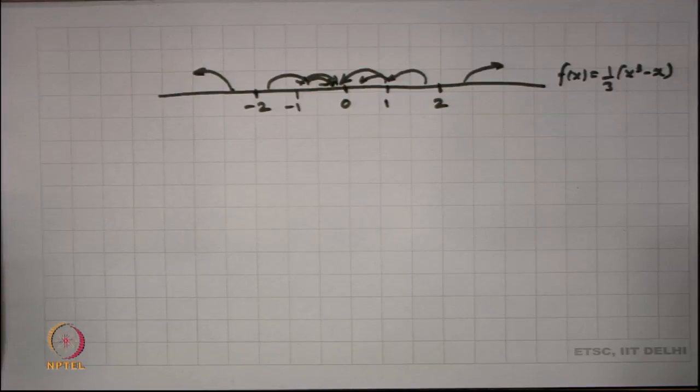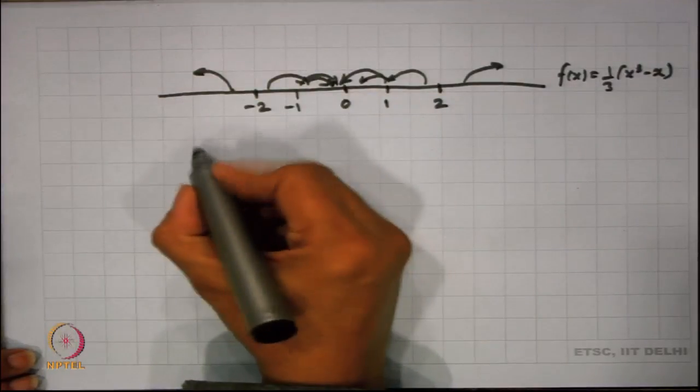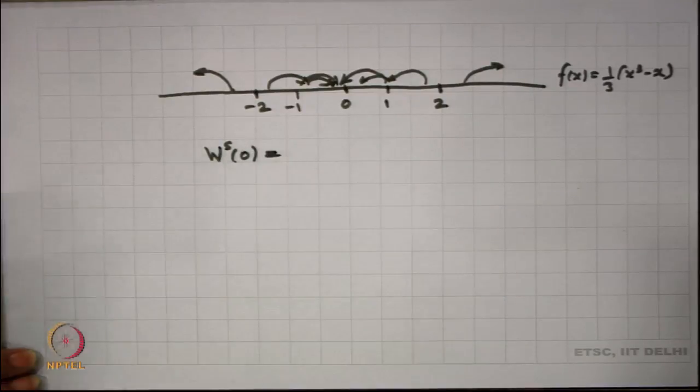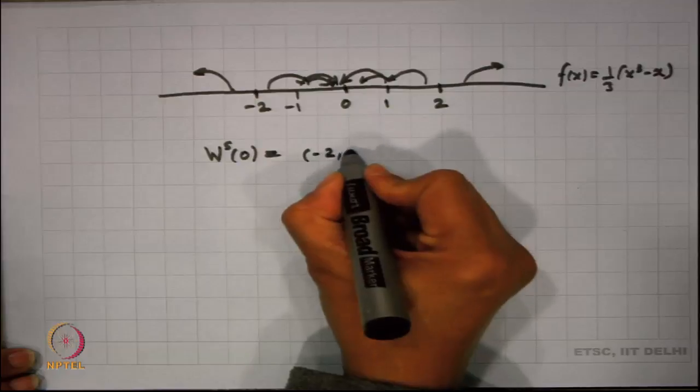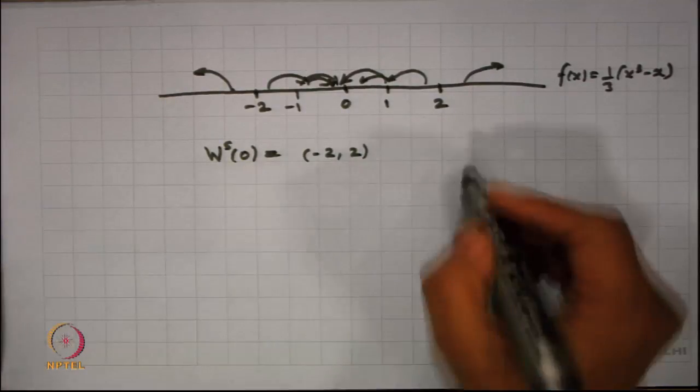Now, it is very easy to see what the stable sets are here. What is the stable set of 0? We find that the stable set of 0 happens to be the interval (minus 2, 2). Interesting. What is the stable set of 2?